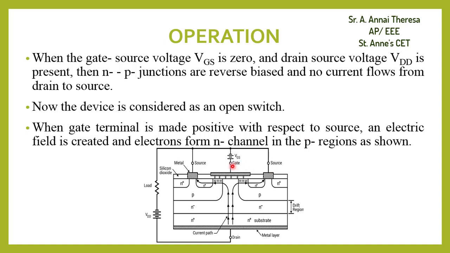First we didn't give the supply to the gate source voltage, but now we are going to give a positive gate signal. The gate terminal is made positive with respect to the source. An electric field is created, and electrons form an N channel in the P minus regions. Upon these P minus regions, an N channel is formed.